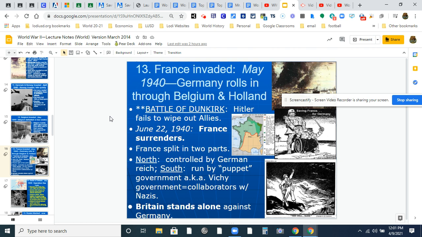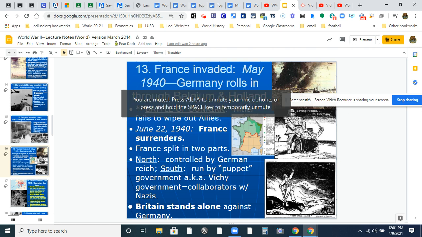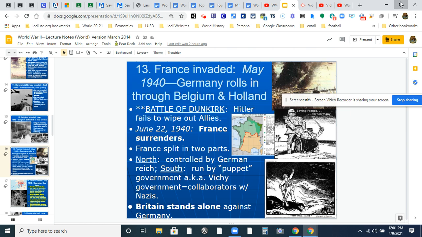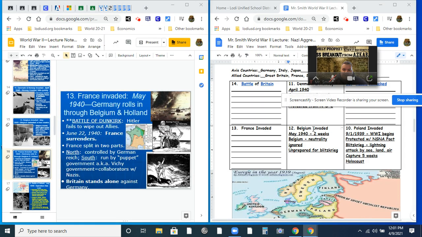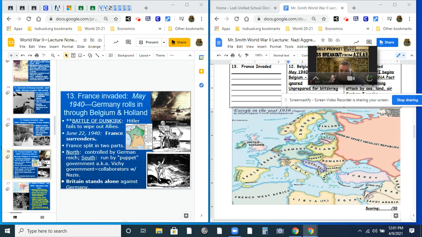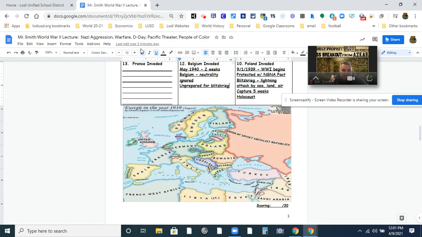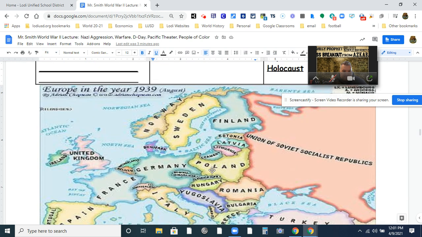Okay, let's continue. May 1940, the Germans roll in through Belgium and Holland. They keep going west. And if you look at the map here, that's why I have the map on the page. The map's such a key element. Belgium is here. Holland's here. Let's make this one bigger. Let's really fit the screen. Take a good look at the map.